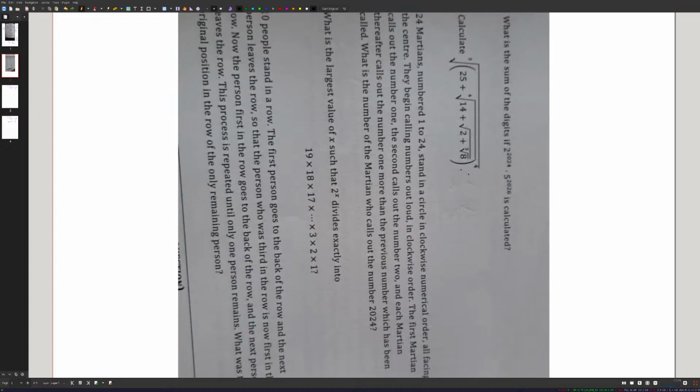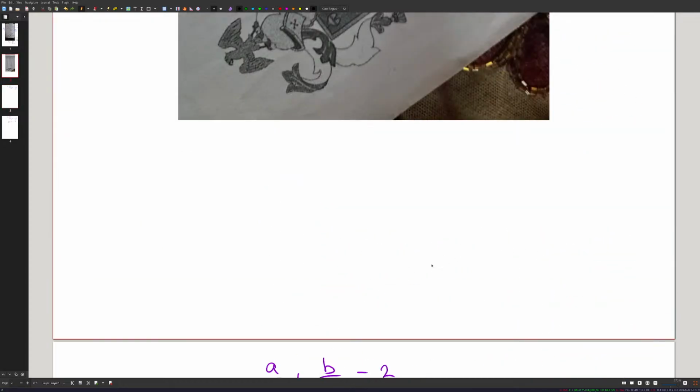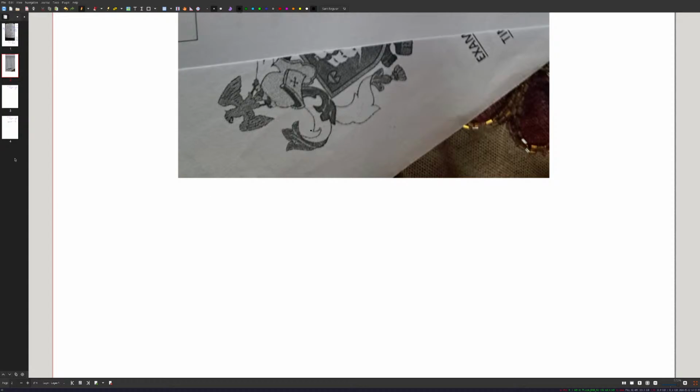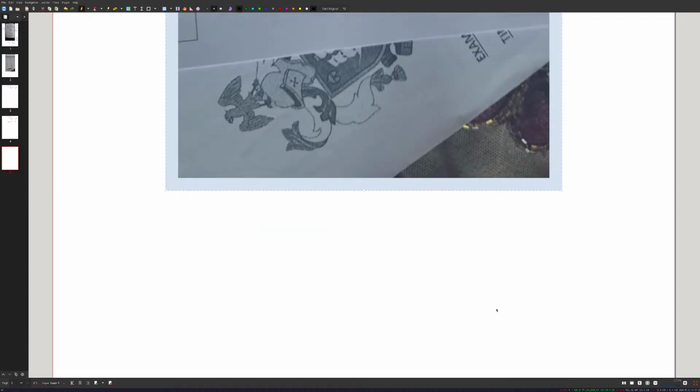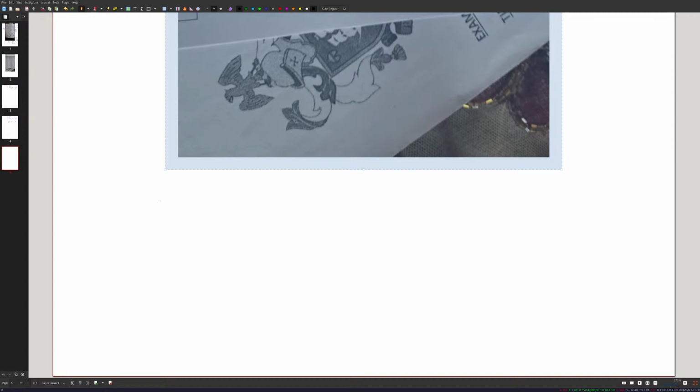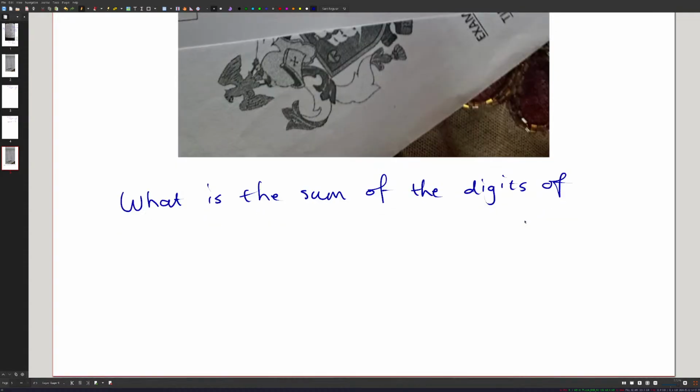Okay, what is the sum of the digits if this number is calculated? This page down here, I'm inserting pages in the wrong place. Let's go down here. Let's create a new page afterwards and keep everything sensible. Yes. So the question is, what is the sum of the digits of, what was the number? 2 to the 2024 times 5 to the 2026.